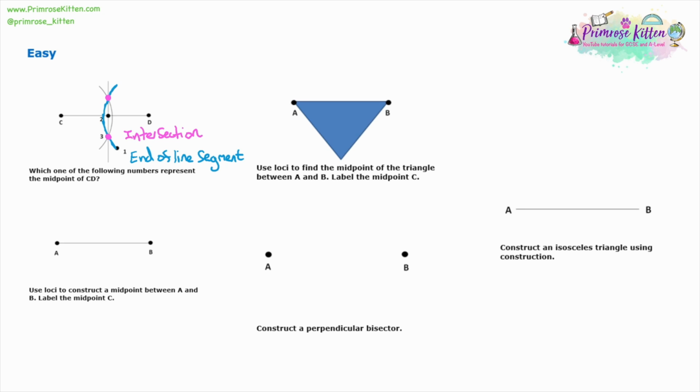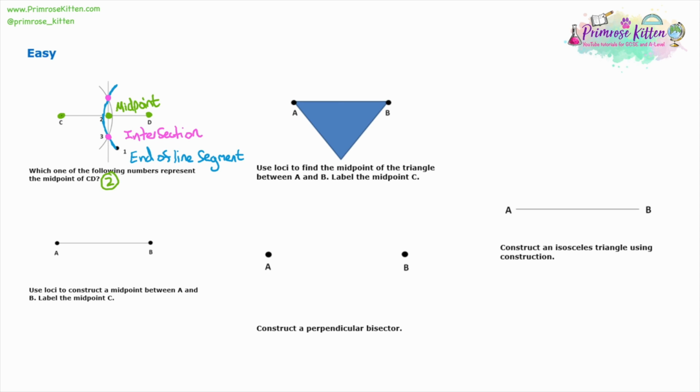Now, point number two, this is in the middle of line CD. And it's in the middle, so we can call it the midpoint. So to answer the question, which number represents the midpoint? It's number 2. But it is just worth knowing that 3 is an intersection of the two curved lines, and 1 is the end of the blue curved line segment.